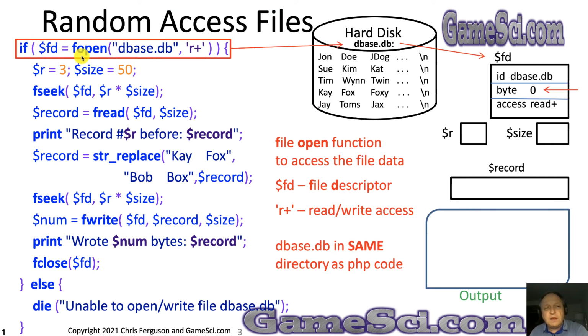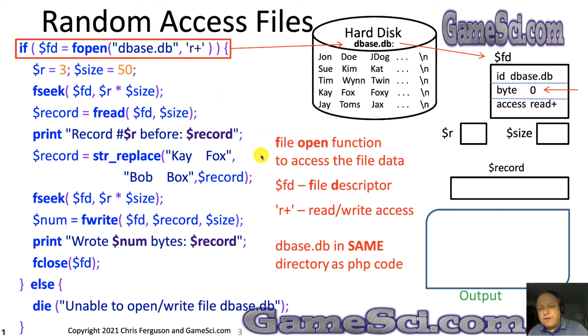If $fd equals fopen, and this time I'll open a file called dbase.db. This is a database file, and I'll use mode r+. So go open this file on the hard drive and return to me a $fd variable with a bunch of information stored in it, like the name of the file I have open and the byte offset that I'm currently at. With read plus mode, you will start reading at the very first letter of the file, or byte 0 of the file, and my access mode is read plus. $fd is keeping track of all the information needed to read and write to the file.